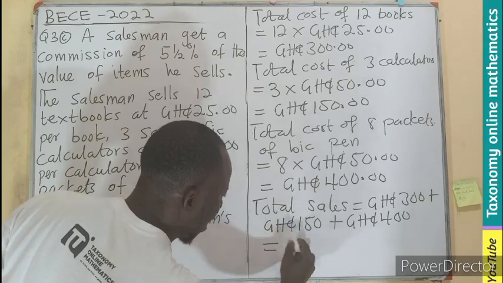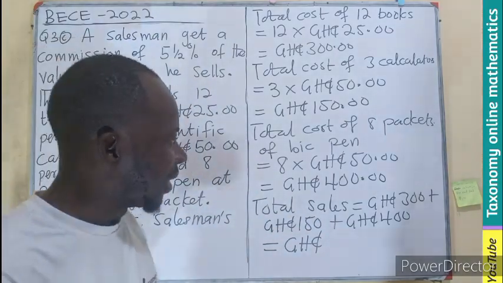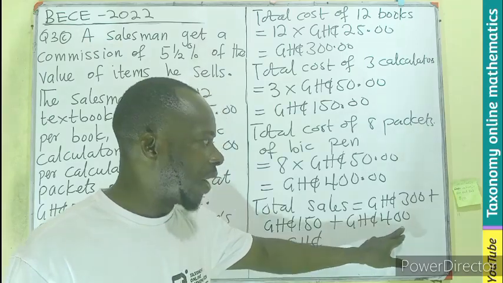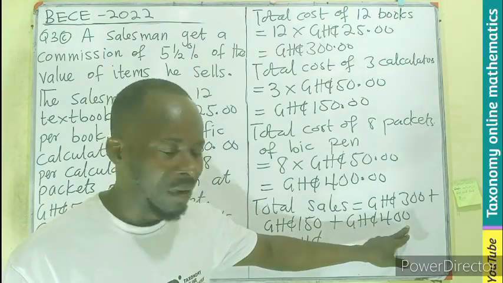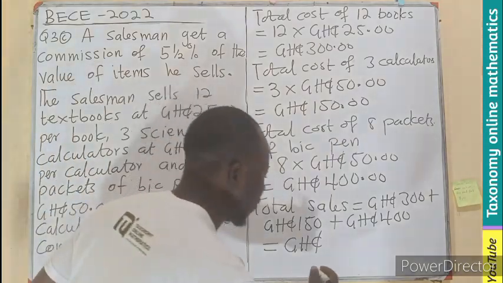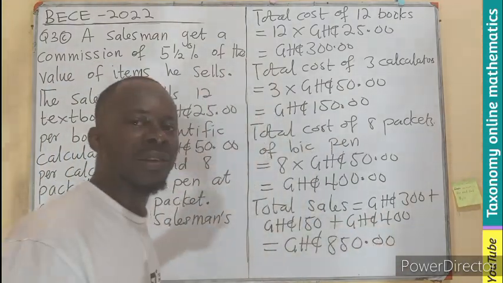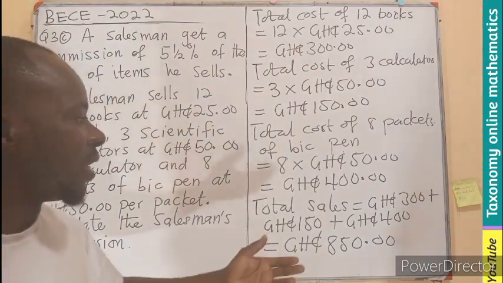So what will be the total of that? Let's see. Don't forget, if you add 300 to 400, you'll be having 700. 700 plus 150 will give you 850. So 850 Ghana cedis. So this gives us the total sales.